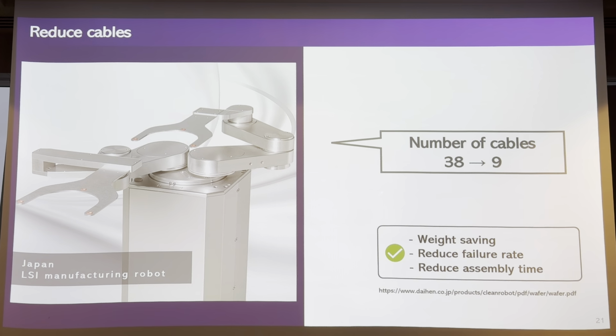This is an example of a silicon wafer transfer robot. By using Nessum WIRE, the number of wires in the robot was reduced from 38 to 9. This has resulted in lower weight, lower failure rate, and lower assembly man-hours, resulting in higher profit margins.